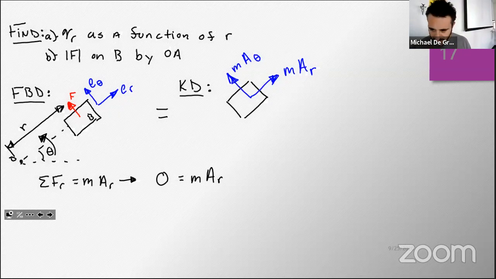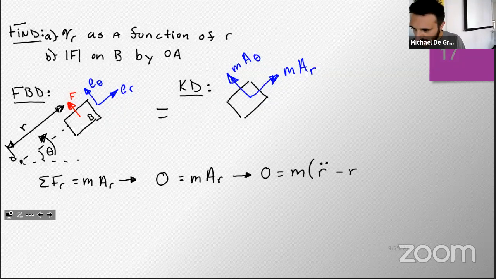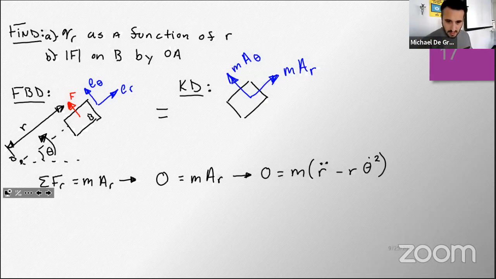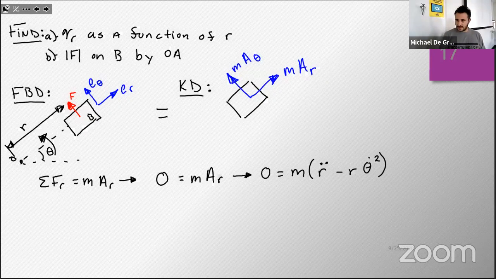Okay. Now that seems like it's not helpful, but let's go with this, right? We know from a couple of slides ago that AR was just R double dot minus R theta dot squared. I hope I left myself enough slides for this one, right? Okay, so that seems unhelpful. Yes? Okay. It does seem unhelpful.